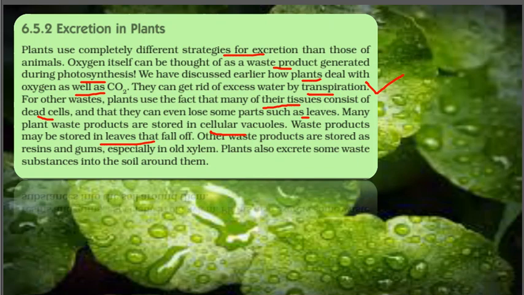Okay, and other waste products are stored as resin and gums, especially in the old xylem. Okay, and the plant also excretes some waste substances into the soil around them.